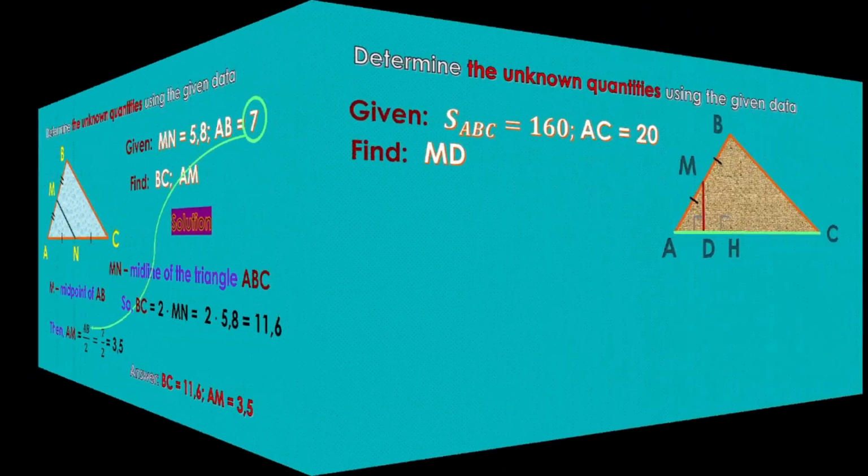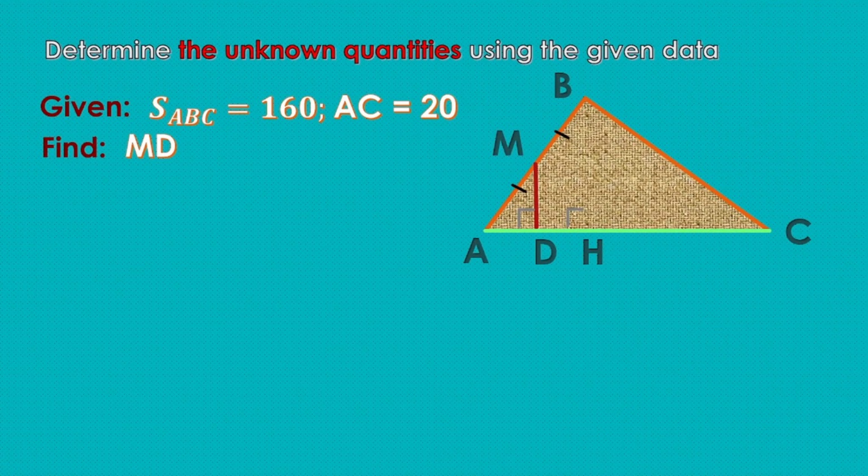Problem 2. Determine the unknown quantities from the given data. What are we given? Triangle ABC. M is the midpoint of AB. MD is the perpendicular dropped to the side of AC. The area of triangle ABC is 160. AC equals 20. We need to find MD, this red perpendicular.